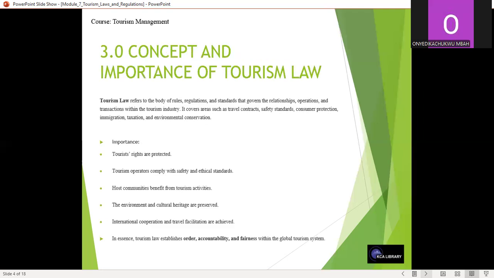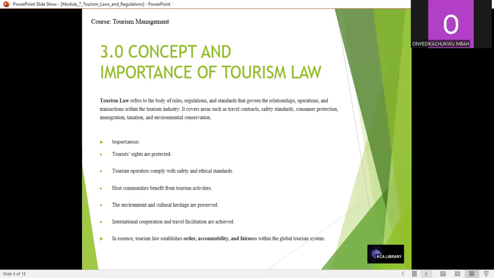Next slide here, we have concept and importance of tourism law. Tourism law refers to the body of rules and regulations and standards that govern the relationships, operations, and transactions within the tourism industry. It covers areas such as travel contracts, safety standards, consumer protection, immigration, taxation, and environmental conservation.